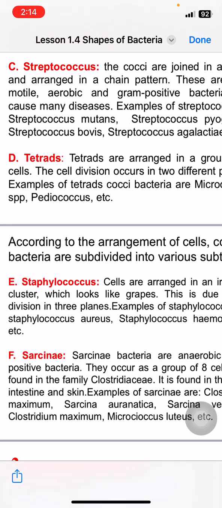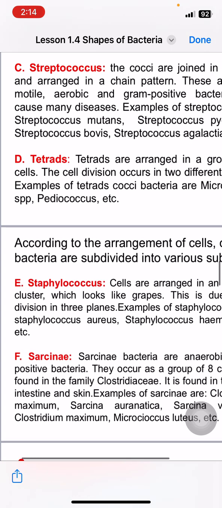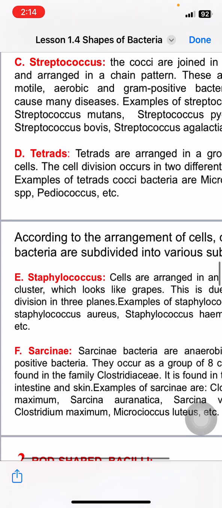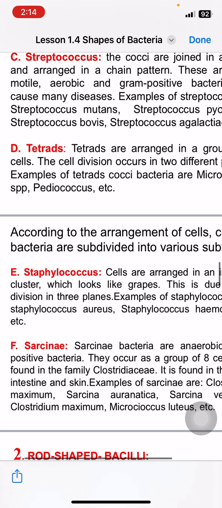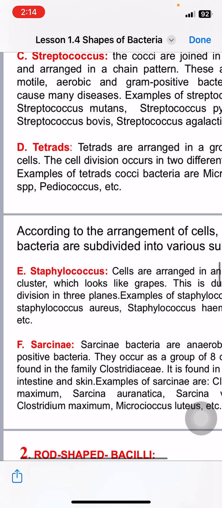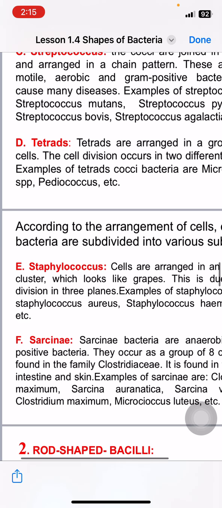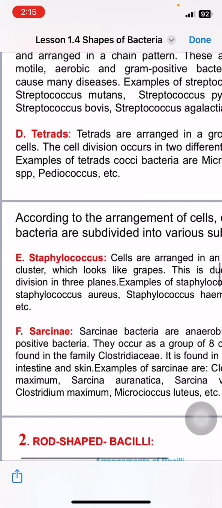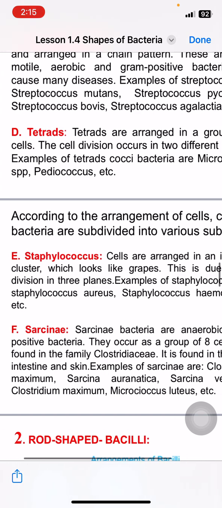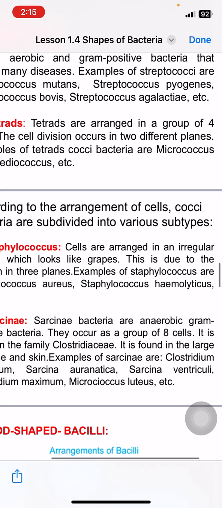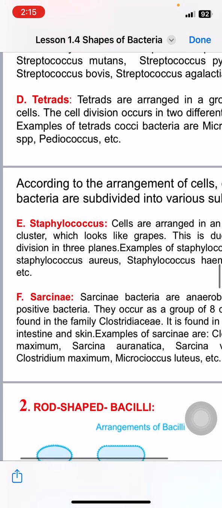We also have the Staphylococcus. When we say Staphylococcus, these are arranged in a regular cluster, which looks like grapes. Staphy is much more of a cluster formation of coccus. This is due to the cell division in 3 planes, meaning it is divided into 3 planes. In tetrads, it is divided into 2, so that makes a group of 4, but here it divides into 3 planes. One good example of Staphylococcus are Staphylococcus aureus and Staphylococcus hemolyticus. So those would be the examples of Staphylococcus.